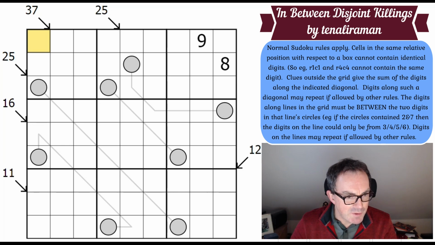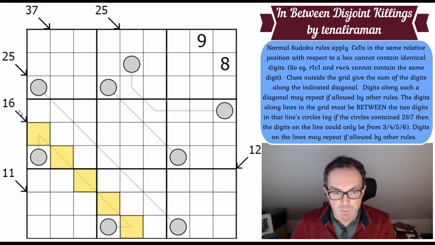Now, what else have we got? We've got clues outside the grid give the sum of the digits along the indicated diagonal, and digits along these diagonals may repeat if allowed by other rules. So this is standard Little Killer Sudoku, so that's saying those 5 cells there have to add up to 16, and we can repeat digits. Obviously those 2 digits can't be the same because that's going to break the rules of Sudoku in that box, but it would be possible to do that and that, for example. That would be fine because these 2s are all in different boxes and the fact they repeat on the line is allowed under the rules.